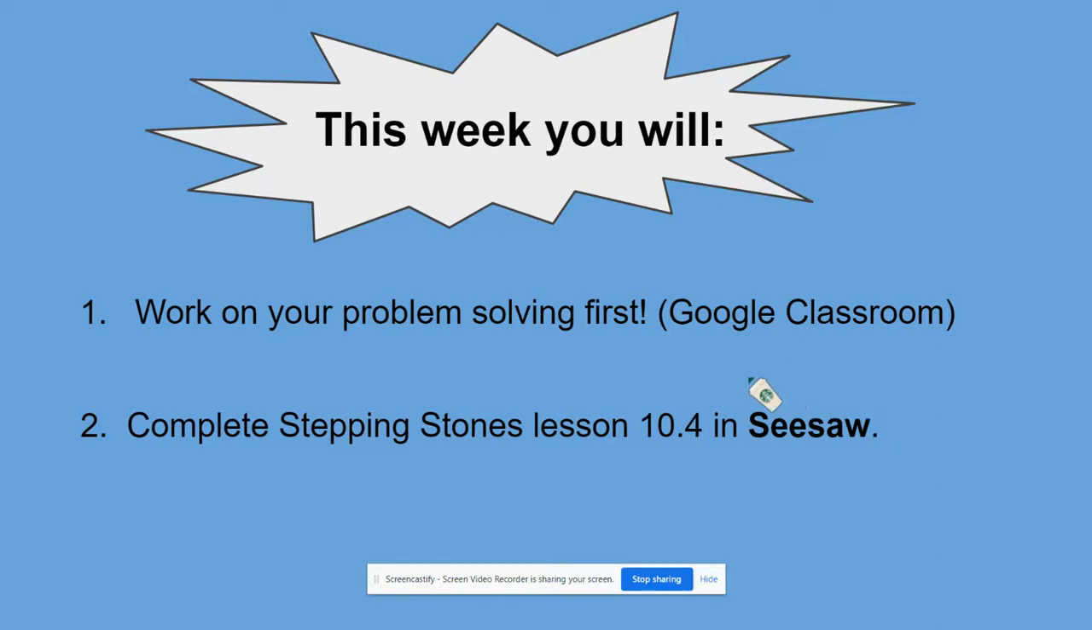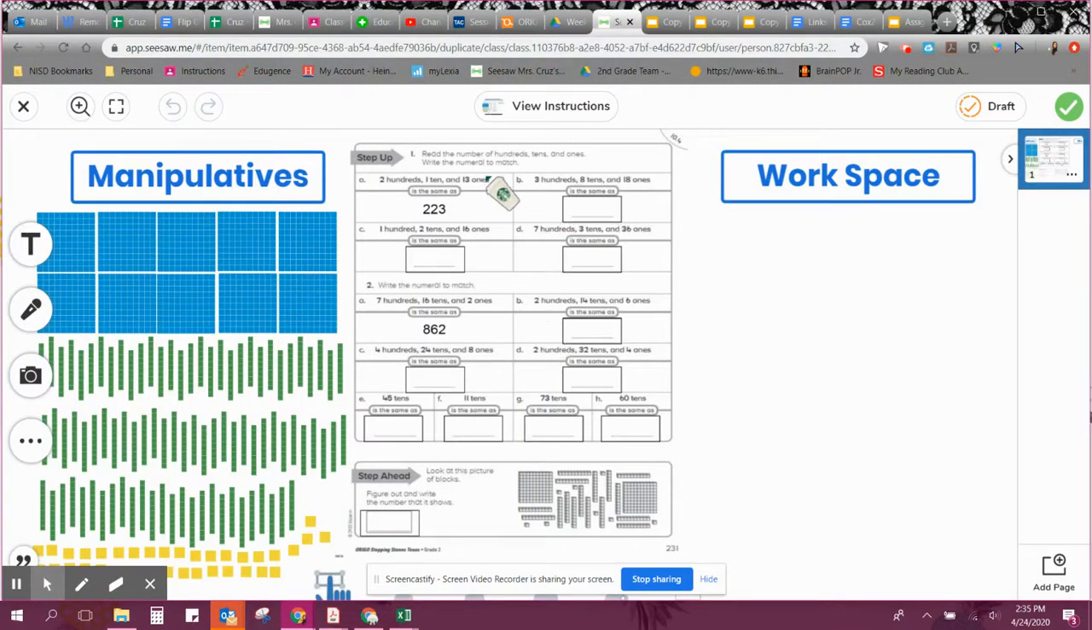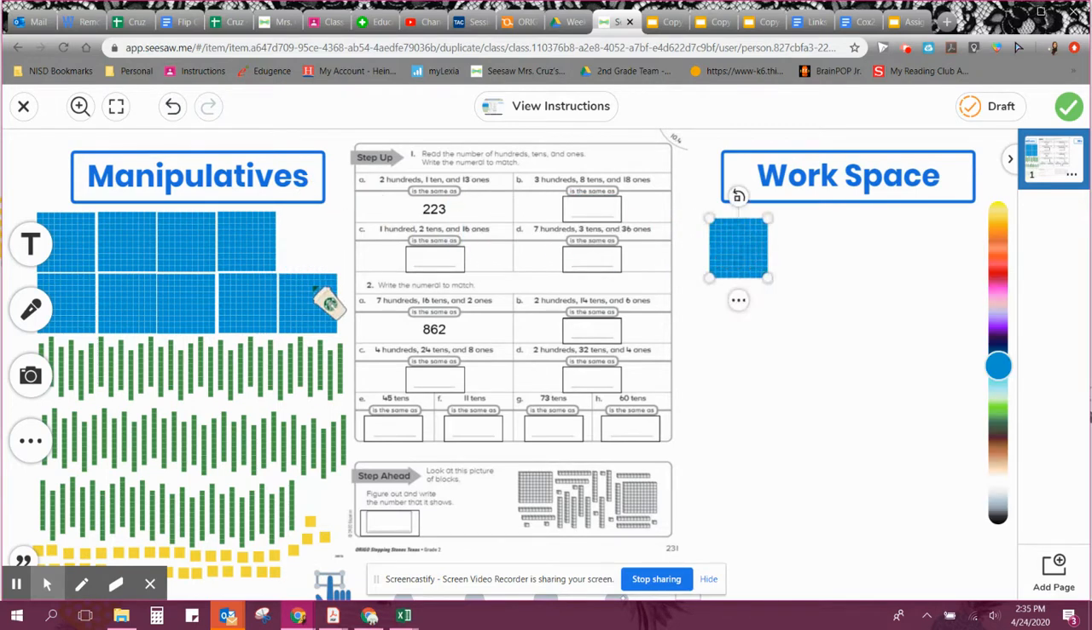So this week you have a problem solving, you have a practice paper in Google Classroom, and then you have a stepping stones lesson, which I'm going to show you real quick. That one is in Seesaw. So it looks like our math pages. You can use these manipulatives in this workspace here. So for example, the first one is 200. You can pull the two flats there. I have 110, I would pull that there. And then I have 13 ones.